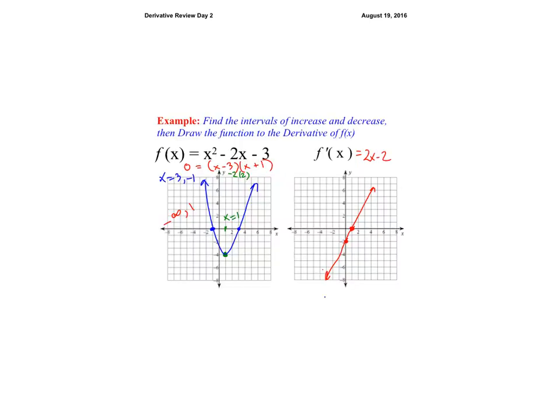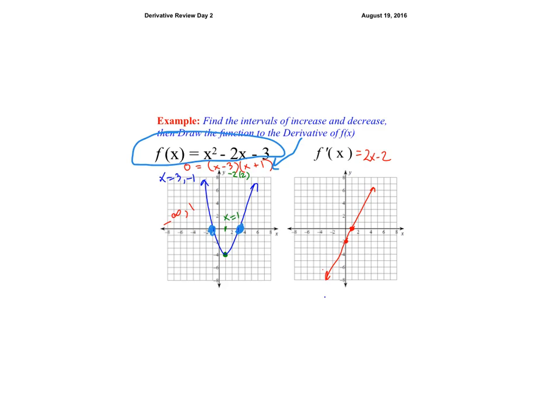Now you also want to do these. Find the intervals of increase and decrease, then draw the derivative of f of x. Alrighty, so this is a parabola, which we can see below. The best way to draw it in this case, they just factored it, got the x intercepts, and then they found out what the vertex is. The vertex ended up being right there. And then you can draw the parabola really easily that way. And then for the derivative, it's a line, so you draw the line.